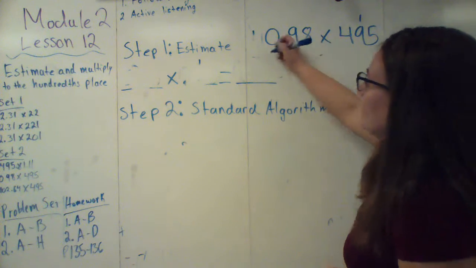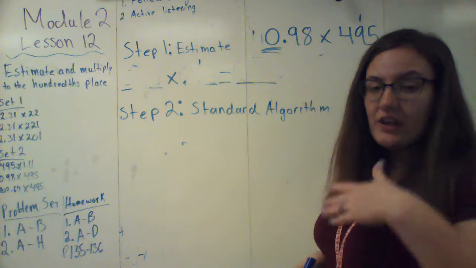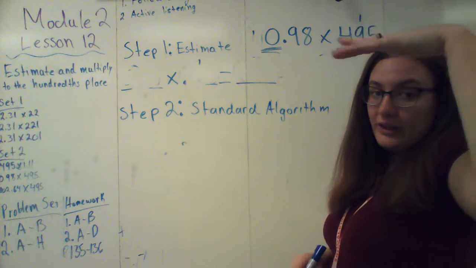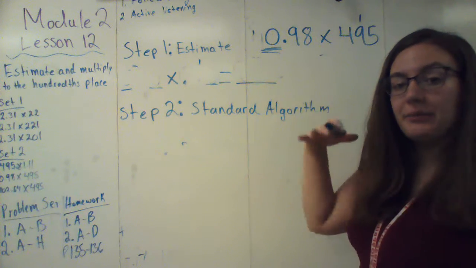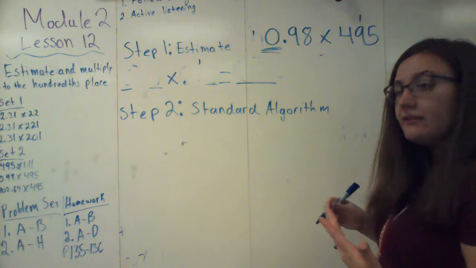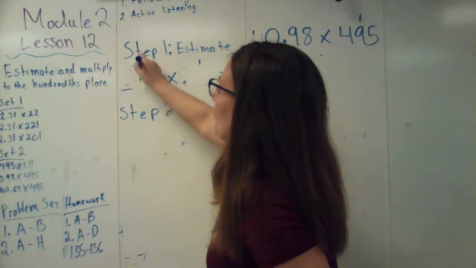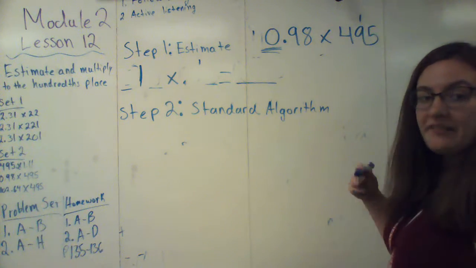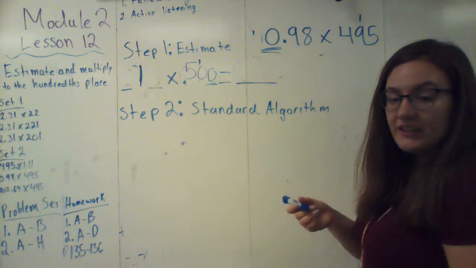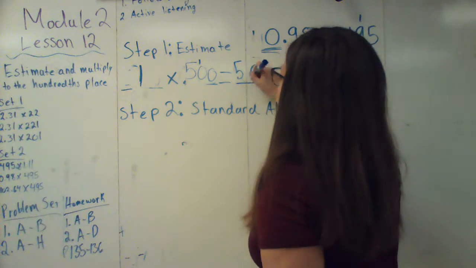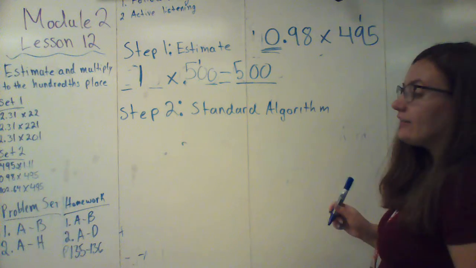So my biggest place value is technically the 0 right here. So it's either going to stay at 0 ones or go up to 1 one, because 0 plus 1 is 1. Since I have a 9 right here, that means my number is going to round up because it's greater than 5. So this 0.98 is going to round up to 1, and this 495 again rounds to 500. And 1 times 500, just like last time, is 500. So again, I know my answer should be close to 500.